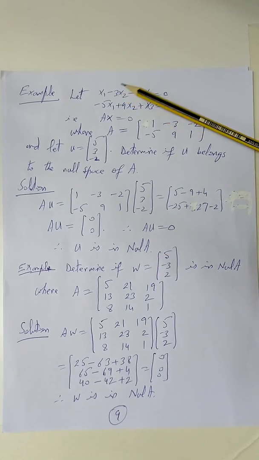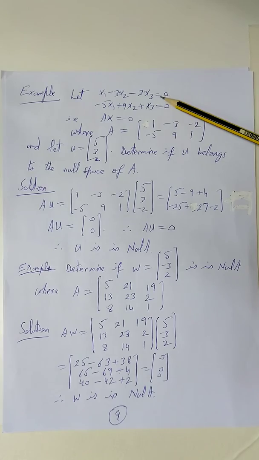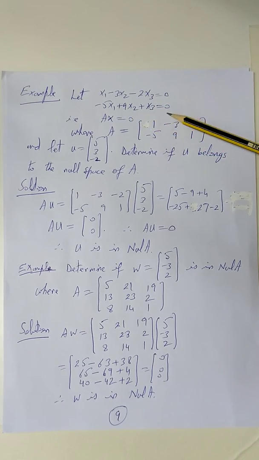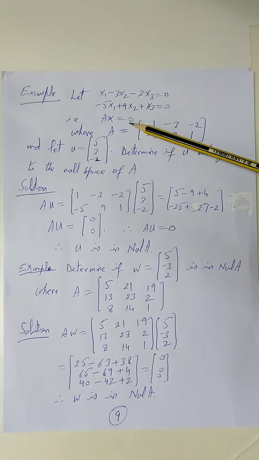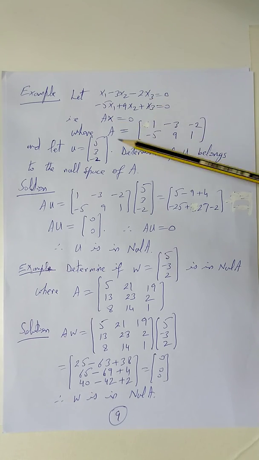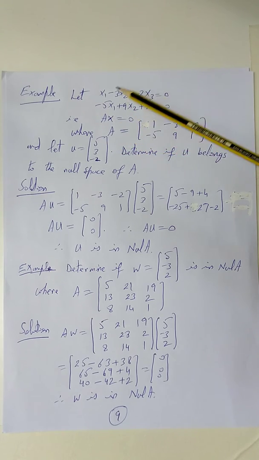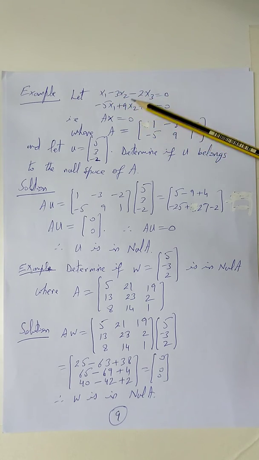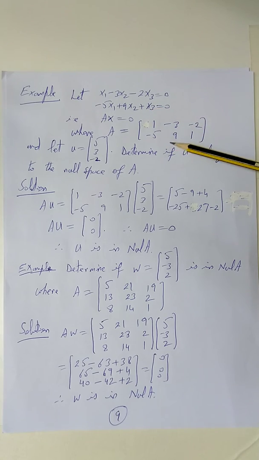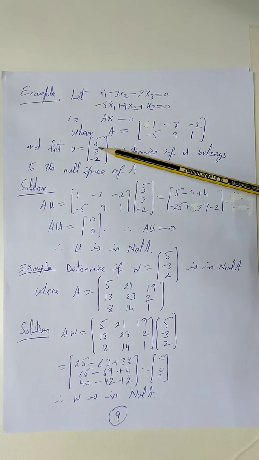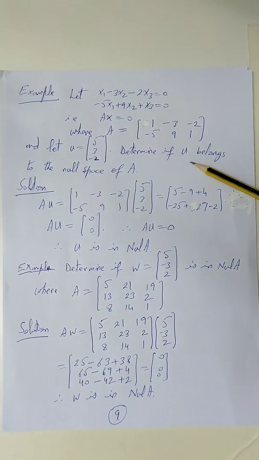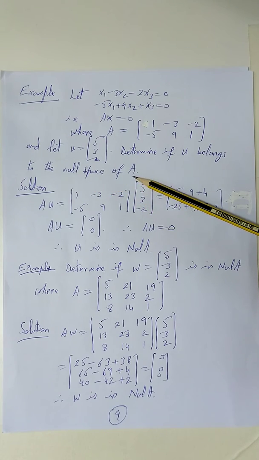The first example is: let x1 minus 3x2 minus 2x3 equal to 0, and minus 5x1 plus 9x2 plus x3 equal to 0. That is Ax equal to 0, where A, if you write the matrix, will be [1, -3, -2; -5, 9, 1]. So this is the matrix A, and let u be the vector [5, 3, -2]. Now we have to prove whether u belongs to the null space of A or not.